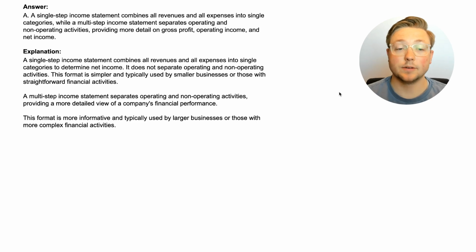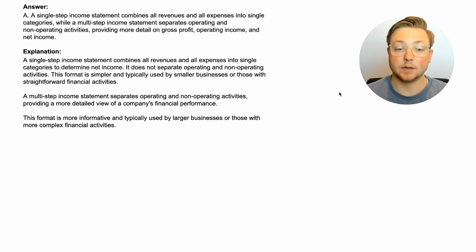All right, here is the answer. The answer is A. A single-step income statement combines all revenues and all expenses into single categories, while a multi-step income statement separates operating and non-operating activities, providing more details on gross profit, operating income, and net income.